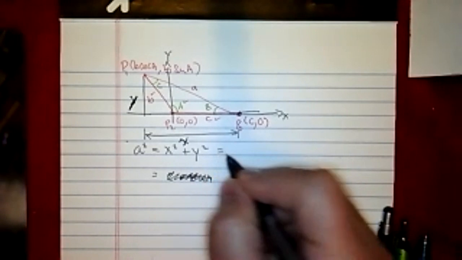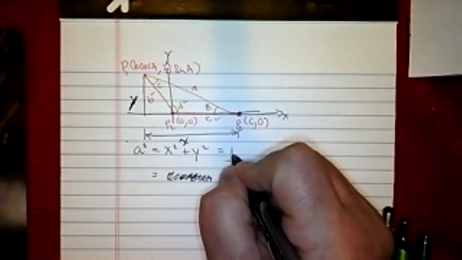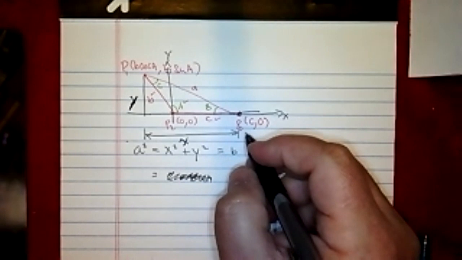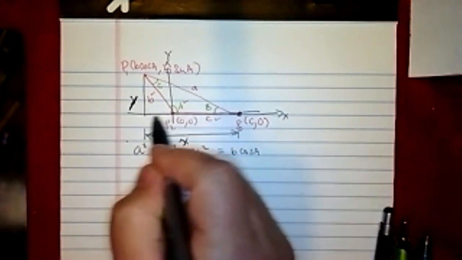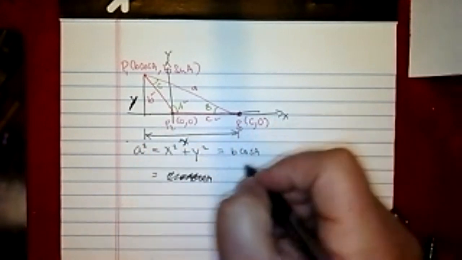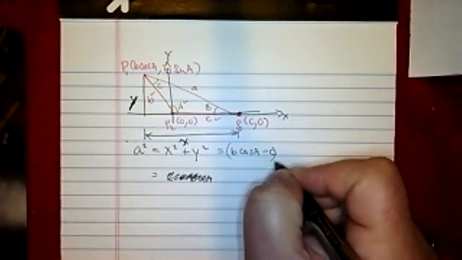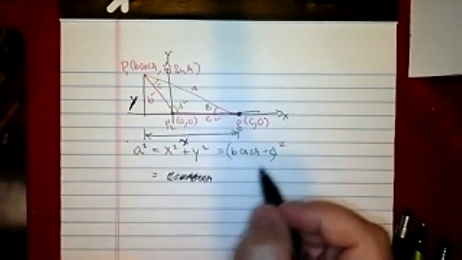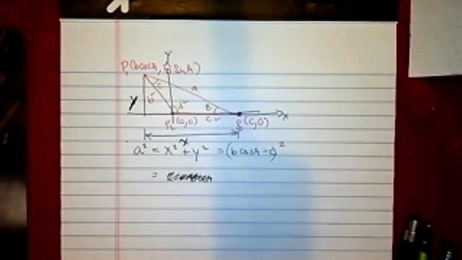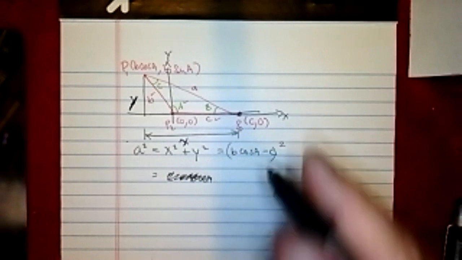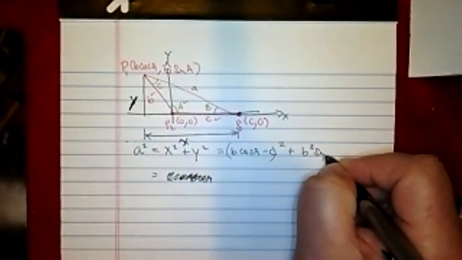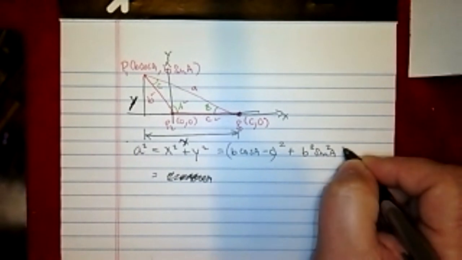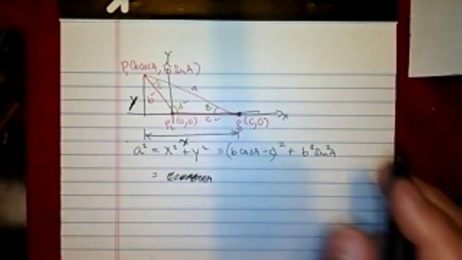I'm going to say x is going to be b cosine theta. That gives me that value minus c. So by doing that, it actually takes care of the sign issue. I could have done it the other way, but I have to manipulate the signs and put some minuses in there and stuff like that. Now the y, on the other hand, is just b sine A. So I'll say plus b squared sine squared A. So we now have something we can compute with.